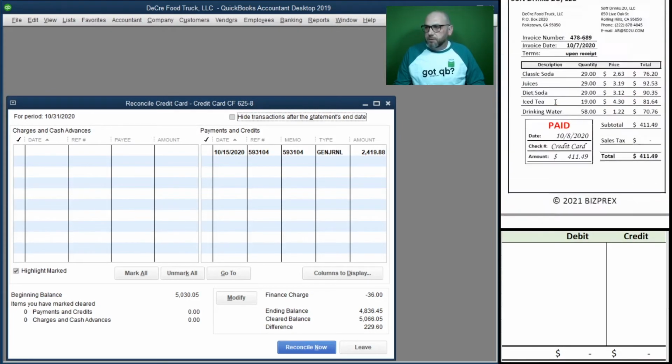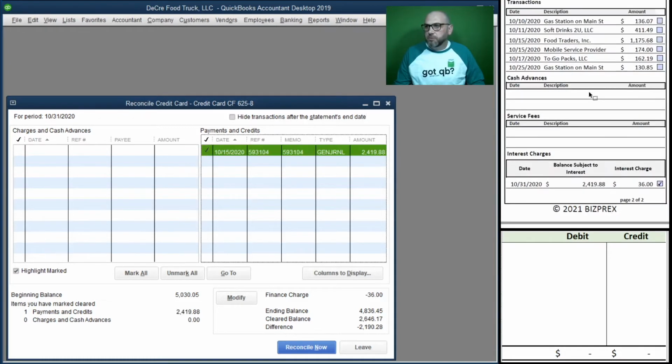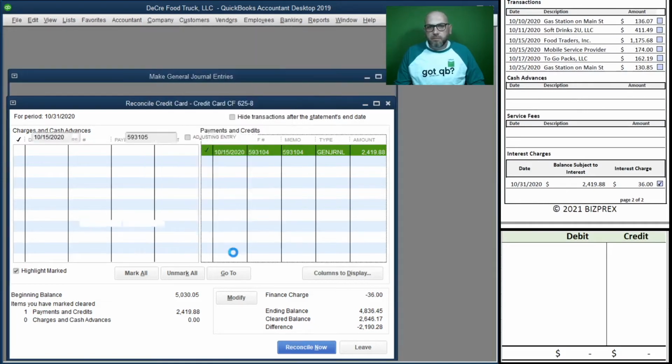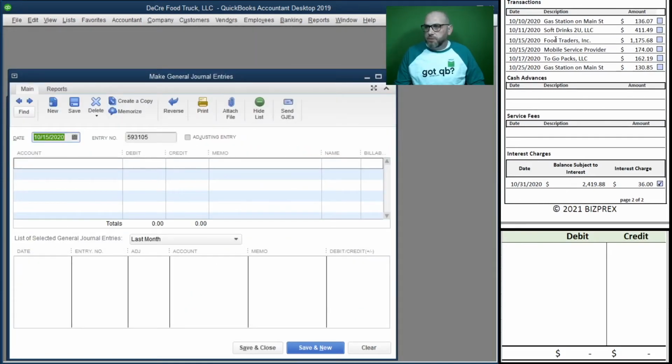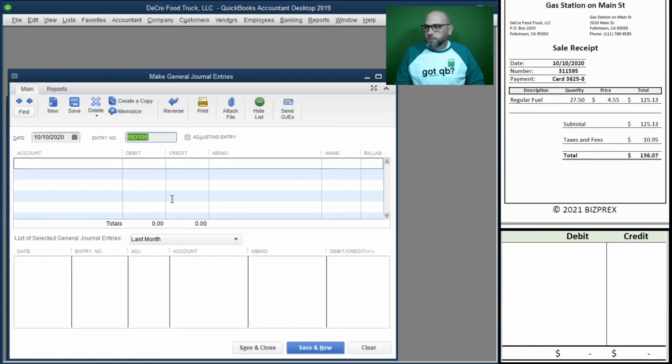Let's take a look at our statement. Here it is. Cool. All right, so now we just got to book the transactions, right? Same method. Okay, let's start with gas station receipt. All right, do we have one? Here it is. All right.